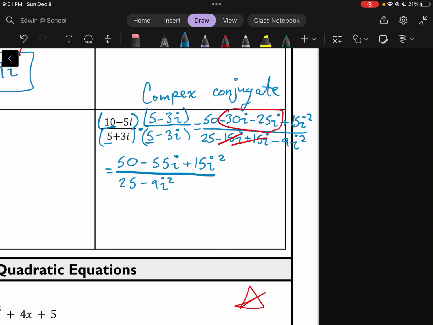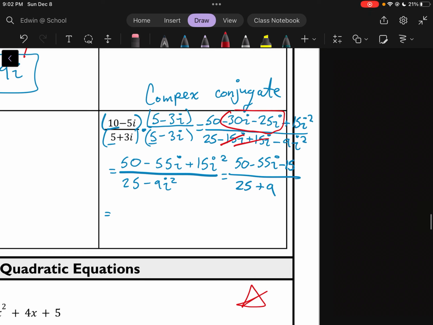And what did we say before? We see an i squared. That means we just flip the sign. So we got 50 minus 55i minus 15. All of that is divided by 25 plus 9.